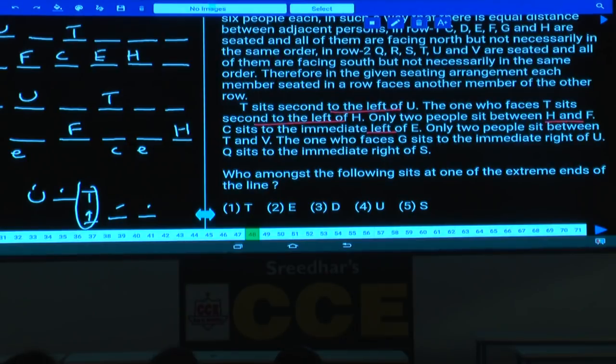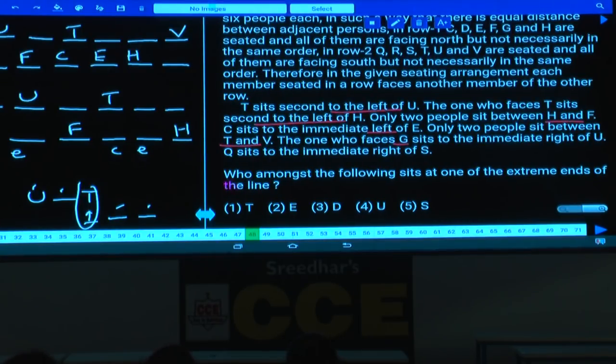Only two people sit between T and V. As only two people sit between T and V, now V will be here. Isn't it? Only two people between T and V. The one who faces G sits to the immediate right of U. Now the one who is facing G is seated to the immediate right of whom? Immediate right of U. Now U himself is at this place. Now immediate right hand side of U is not possible. Isn't it? And this case is completely ruled out. Now we are left with one. Now G sits to the immediate right of U.